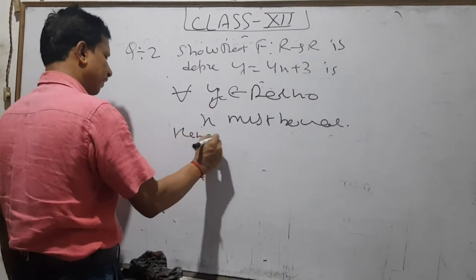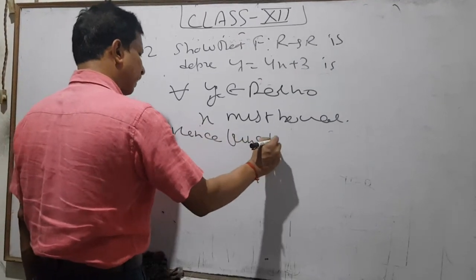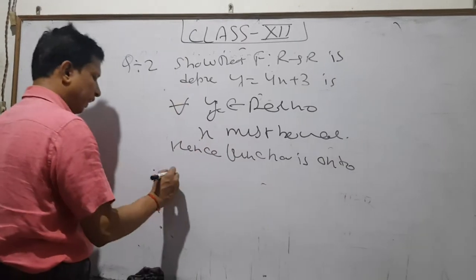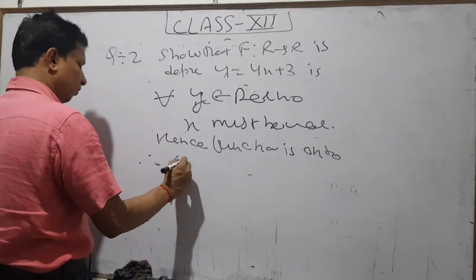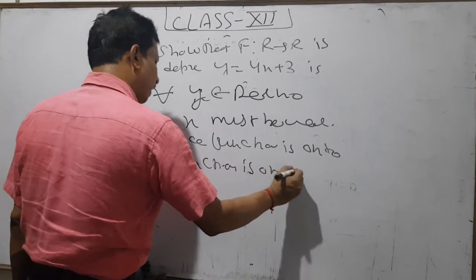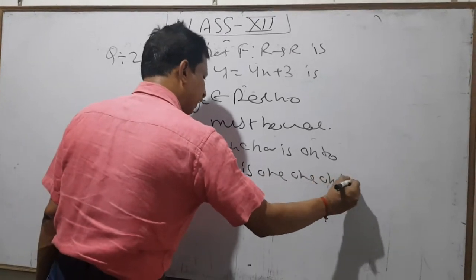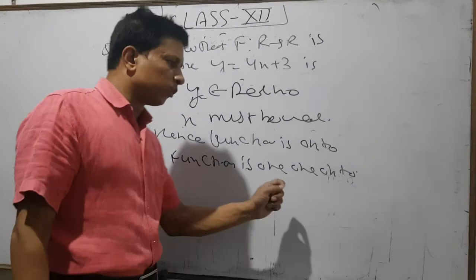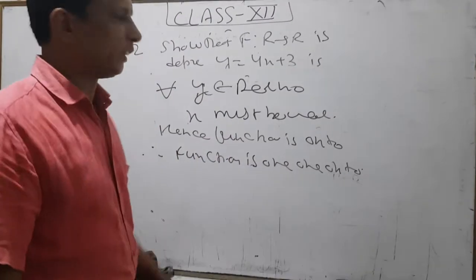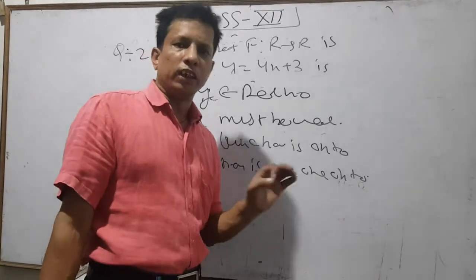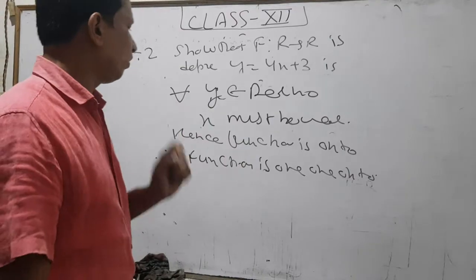Hence, the function is onto. Therefore, the function is one-one and onto, and it is proved. A one-one onto function is also known as a bijective function.